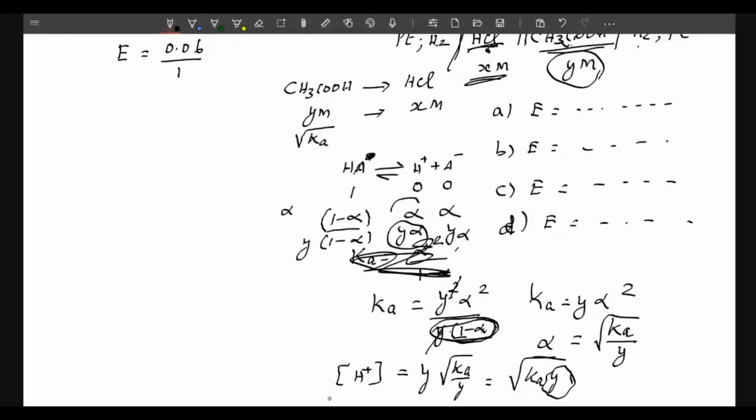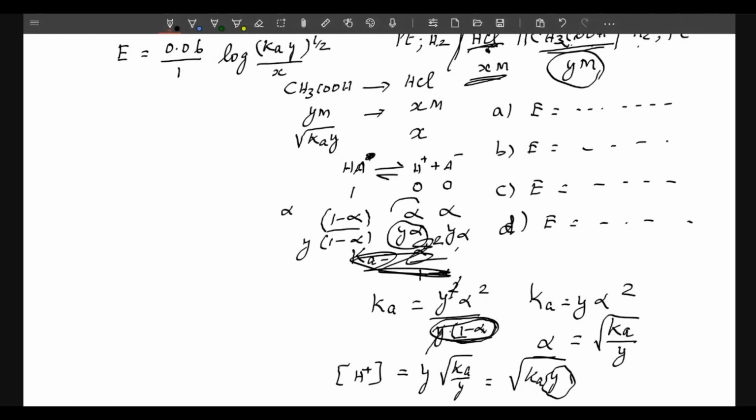Here the concentration present in the anode compartment is X. Therefore, now E can be written as 0.06 into log of the concentration in the A2 cathode compartment. Here the cathode is acetic acid. Its concentration is Ka into Y to the power half, divided by X. This is the equation you have to use to calculate the EMF of this type of electrolyte concentration cell.